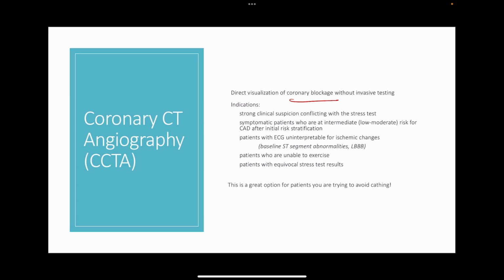Indications: strong clinical suspicion conflicting with the stress test. You did a stress test, it didn't show anything, but you think they really do have some underlying disease going on. Let's do a CTA and see what's going on with the vessels. If they're having symptoms, intermediate risk for coronary disease, do a CTA. If they have ECG changes and you don't know if this is ischemia or not, do a CTA. If they can't exercise and stress tests aren't really meaning anything.